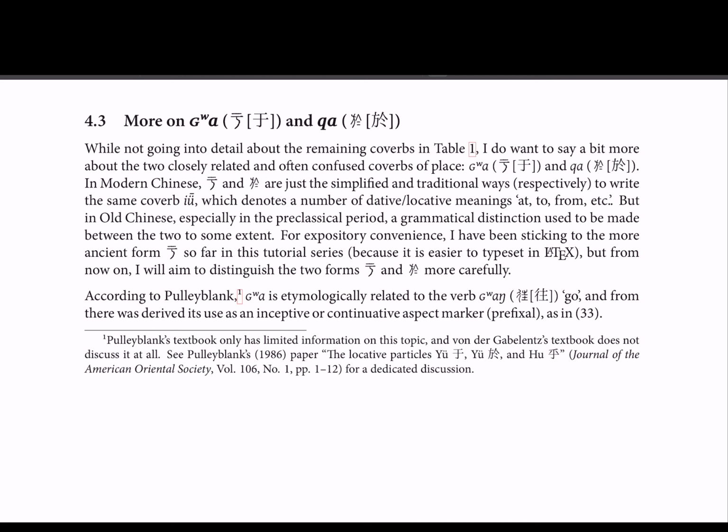As I have said, I will not be going into any more detail about the remaining coverbs that I have listed in Table 1. However, I do want to say a bit more about the 2 coverbs of place, gua and ka. According to Pulleyblank, this coverb gua is etymologically related to the verb guan, to go, and from there was derived the use of gua as an inceptive or continuative aspect marker, which is prefixal.